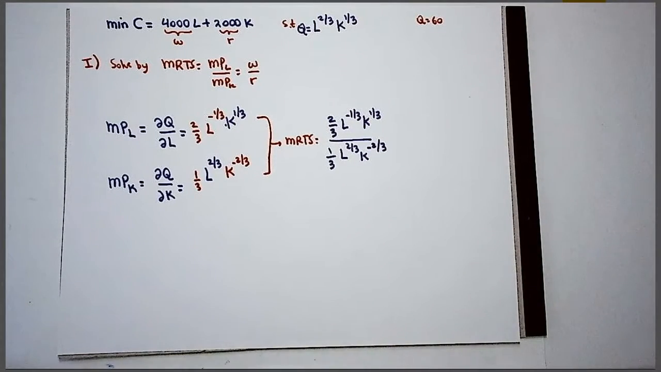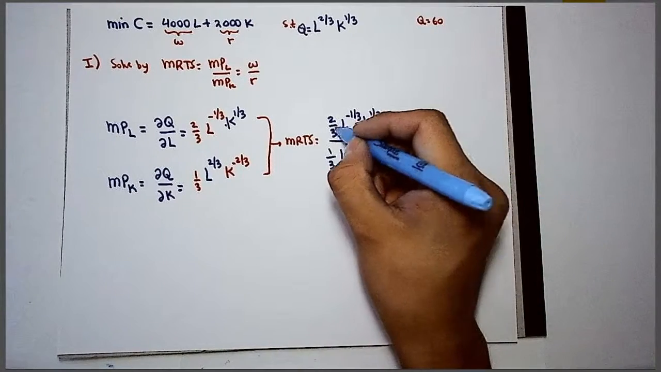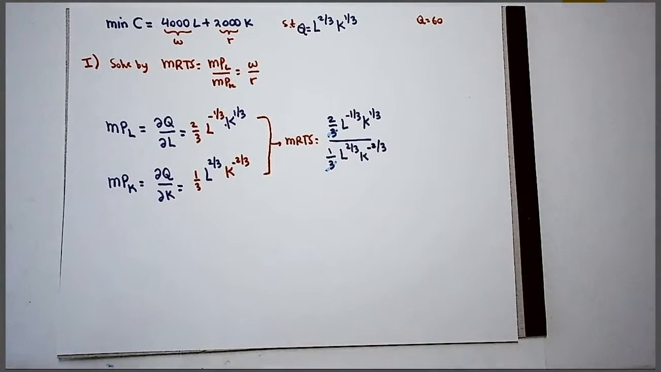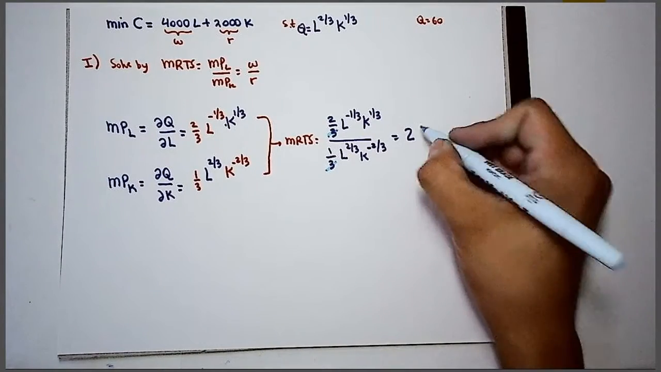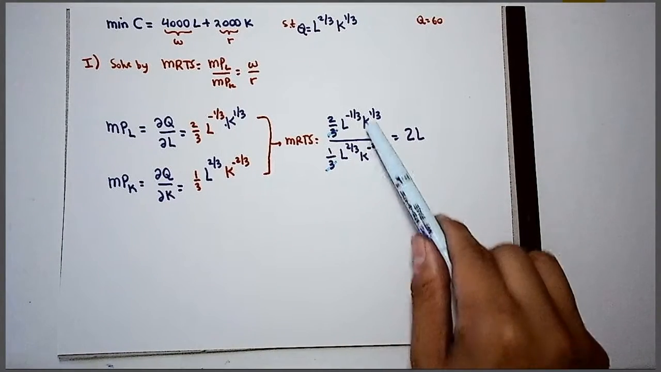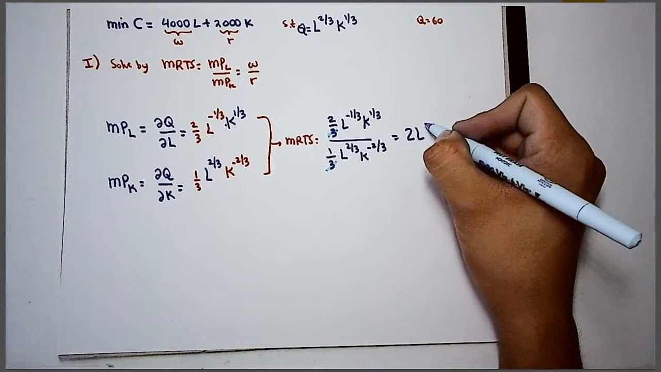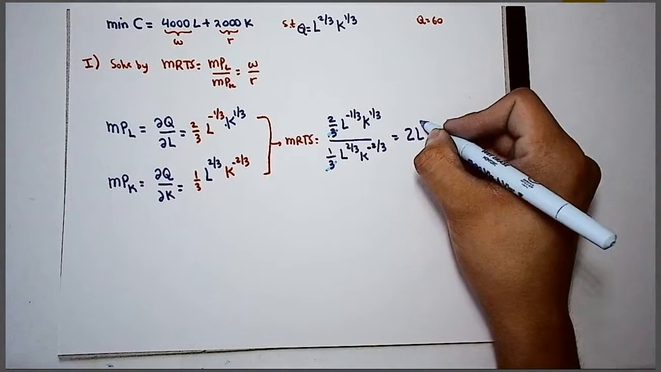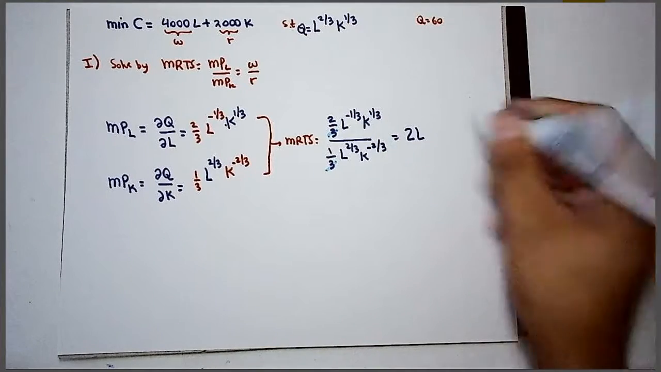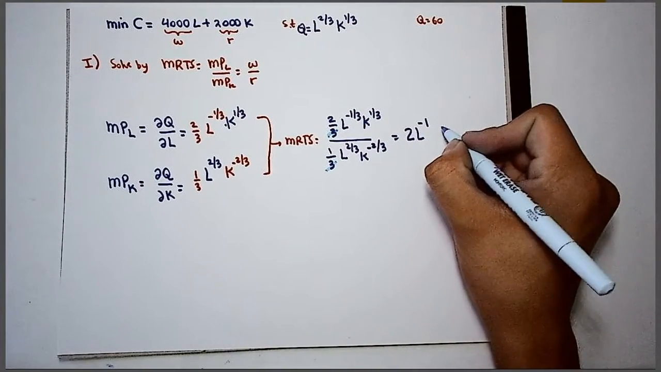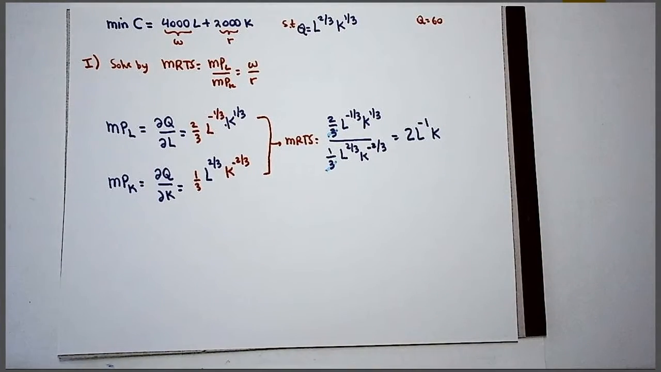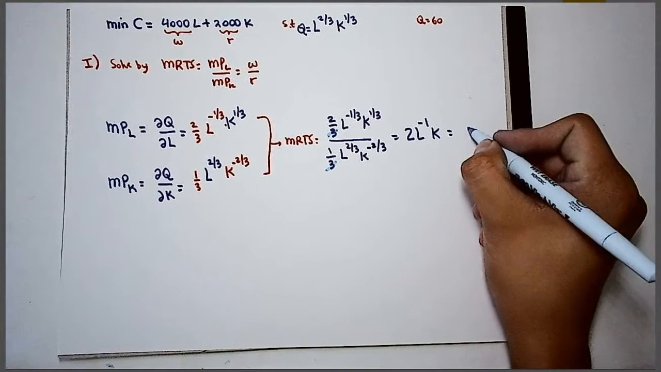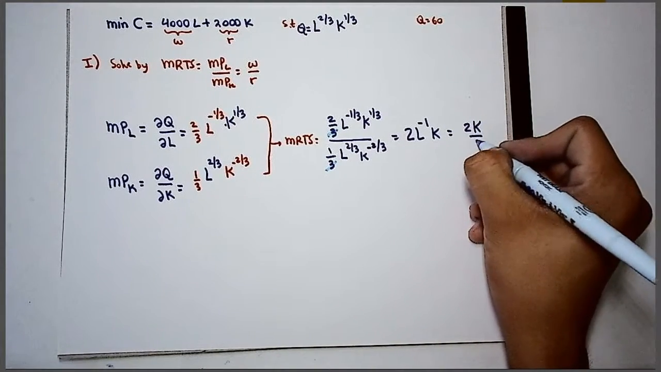So here you can see that we can divide or multiply actually everything by 3, and these two cancel out. Then this is 2 divided by 1, which is 2. Then L to the 2/3 goes to the numerator as a negative 2/3, which is minus 1/3, minus 2/3 is minus 1. And then we have K, 1/3 plus 2/3 is equal to 1. In other words, this is 2K over L.